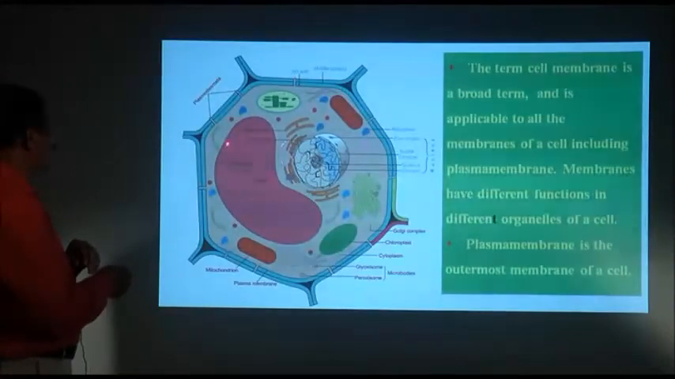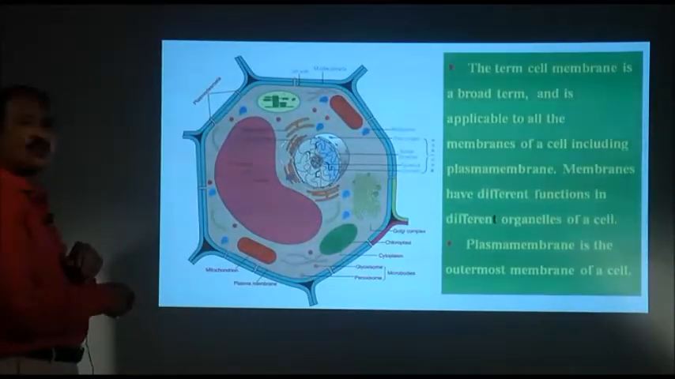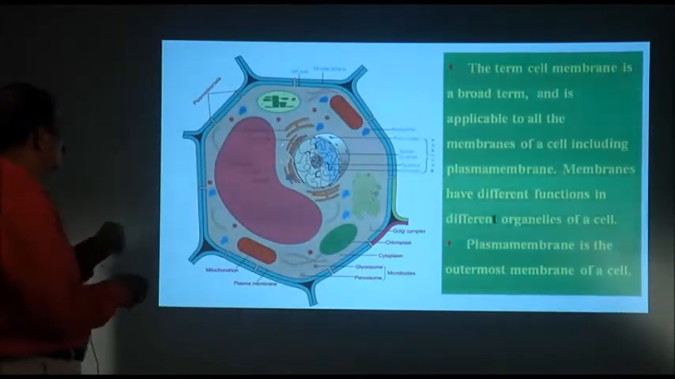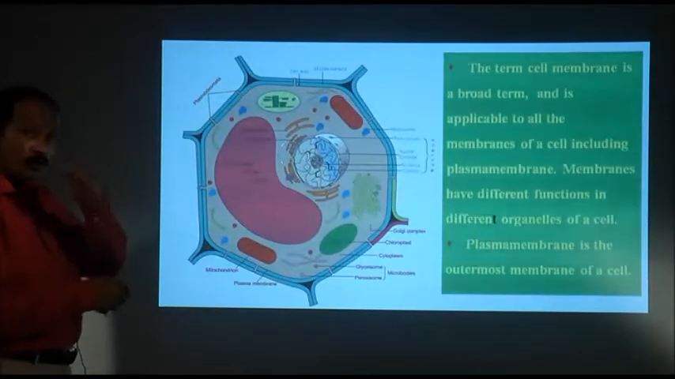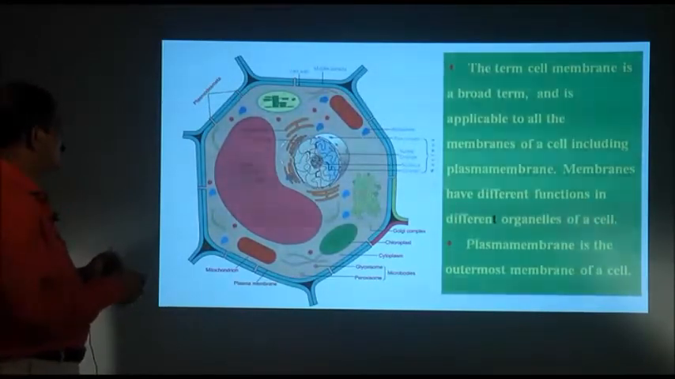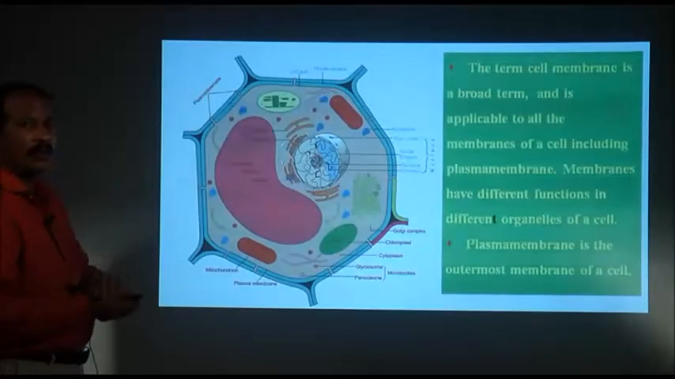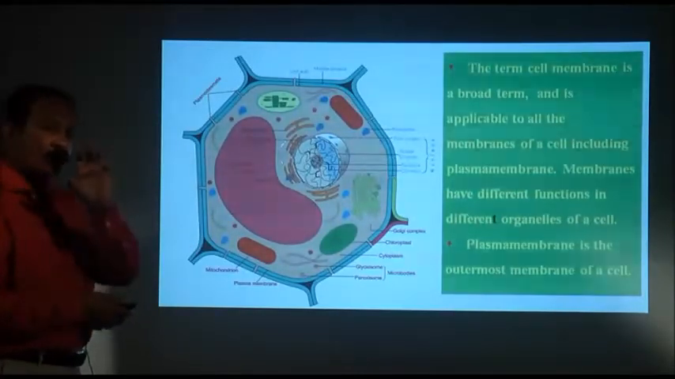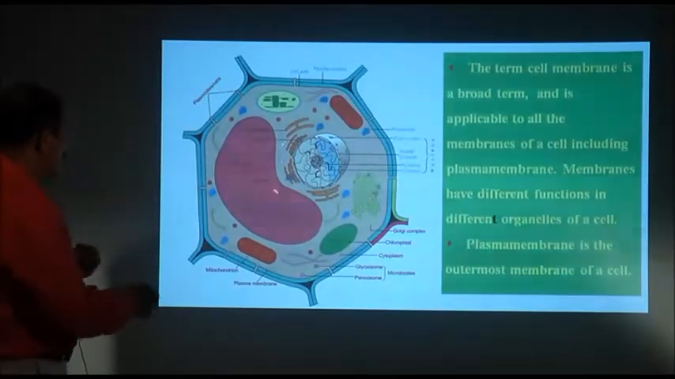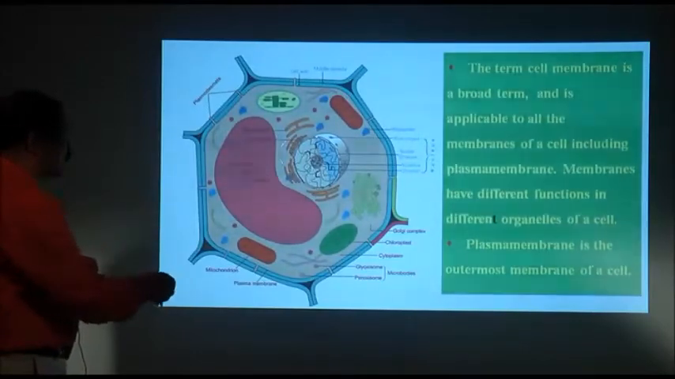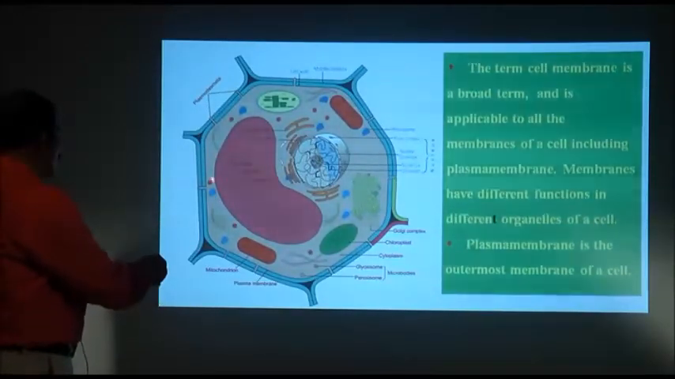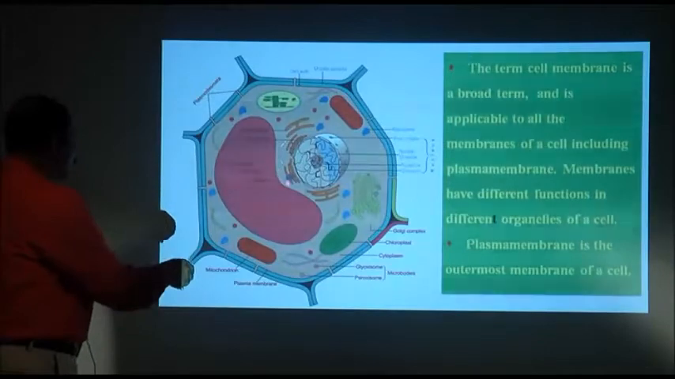Similarly, this vacuole. So, this vacuole fills most part of the plant cell, the parenchymatous or soft cell. In a soft cell, this vacuole covers most part of the cell, and it is surrounded by one membrane called the tonoplast.